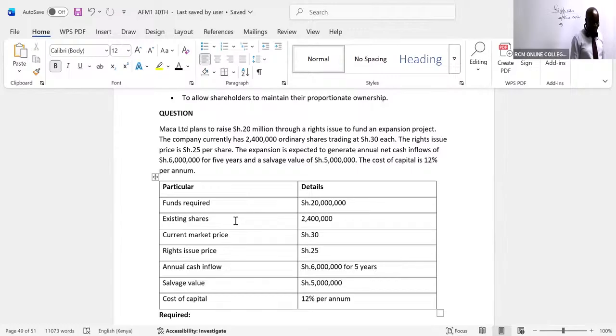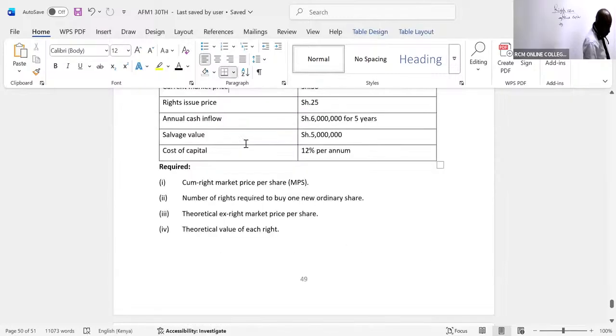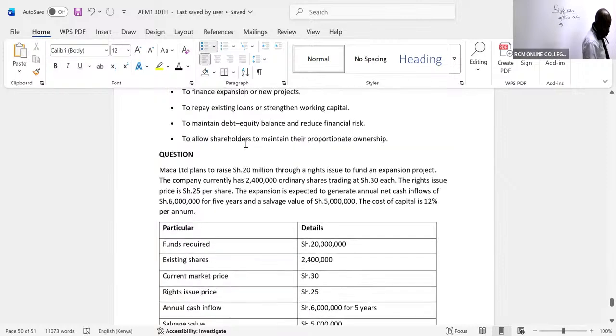Marker Limited plans to raise 20 million through a rights issue to fund an expansion project. It is not in the past paper, it's in the handout that I've sent. If you don't have it, then I'll summarize the figures. The handout that I've just sent, if you go to page number 49.